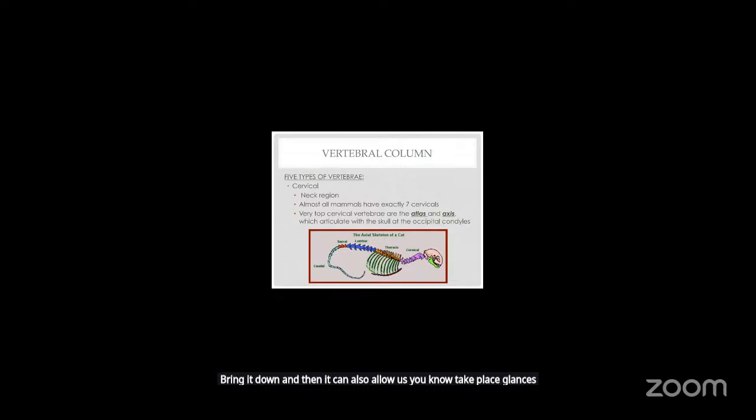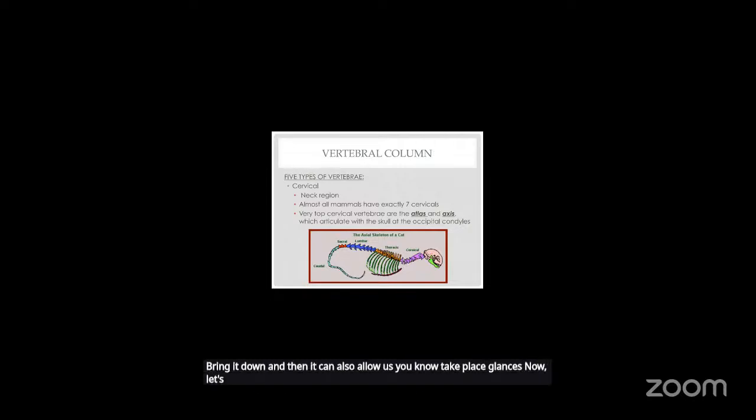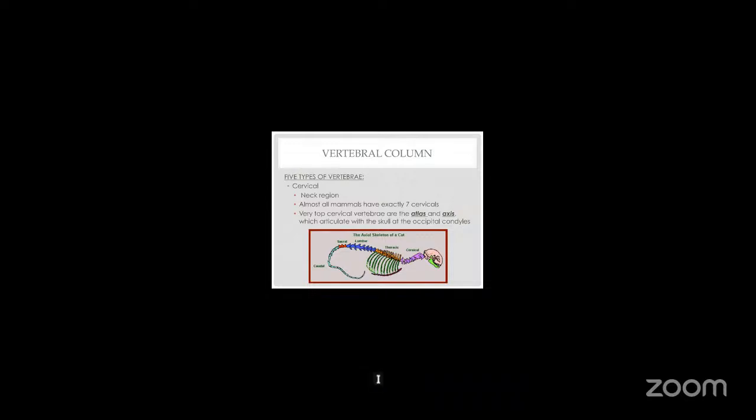Now let's look at an animal like the giraffe. How many cervical vertebrae do you think such an animal has? 7. Despite the length of the neck.